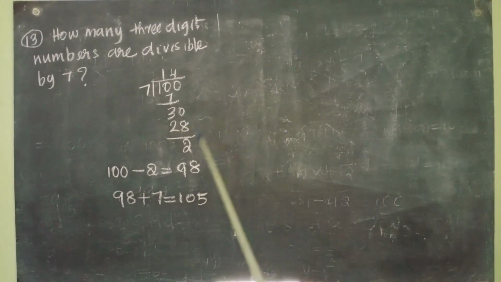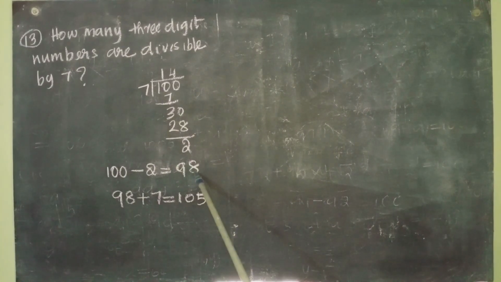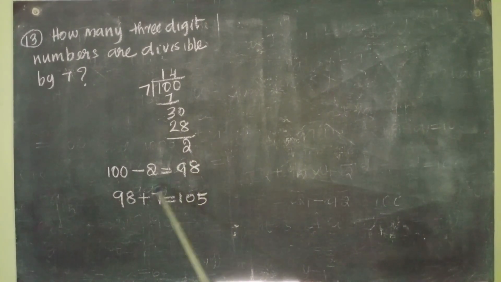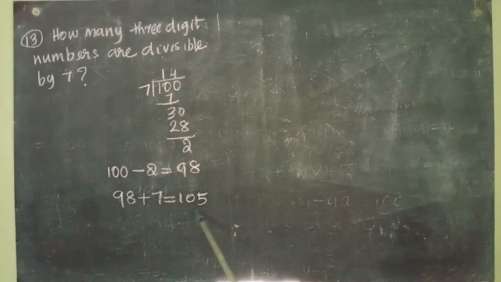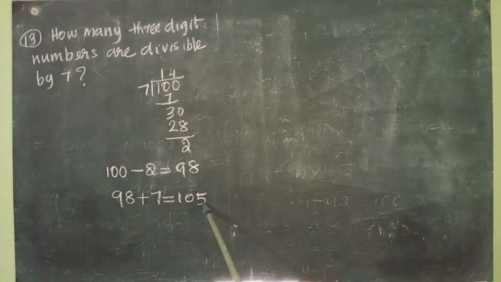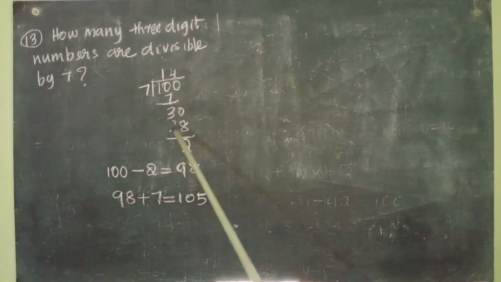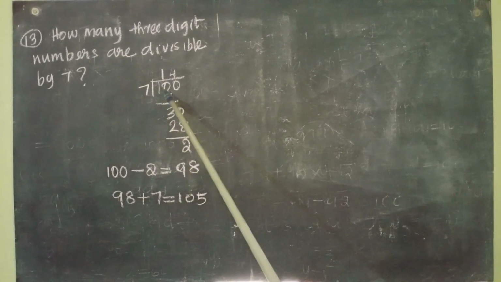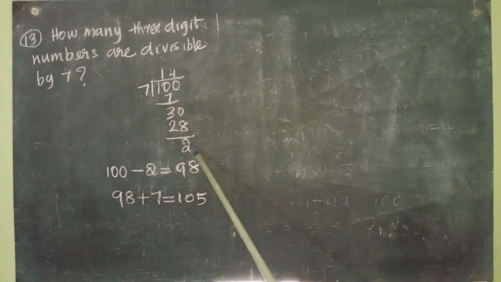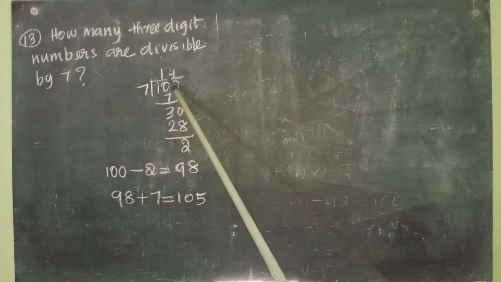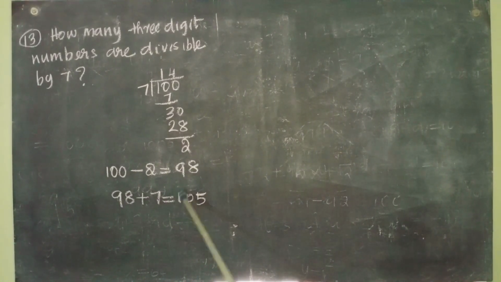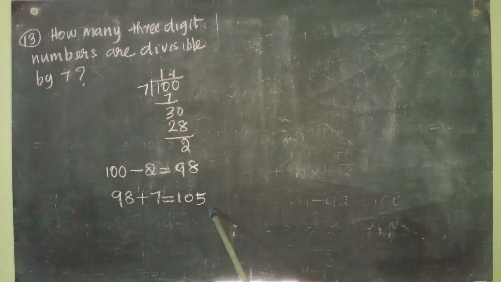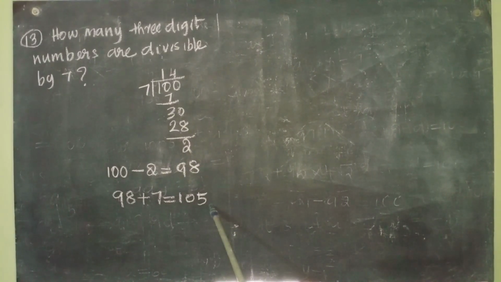So next number or next multiple of 7 is a 3-digit number. So to get the next multiple, you just add 98 plus 7. Then we get 105. 105 is divisible by 7. 105 is the first 3-digit number divisible by 7. So to find out the first 3-digit number, first you divide 100 by 7, find out the remainder, subtract that remainder from 100, we get 98, then add 98 plus 7. Then we got the first 3-digit number divisible by 7, it is 105.